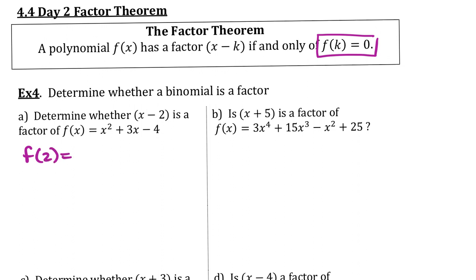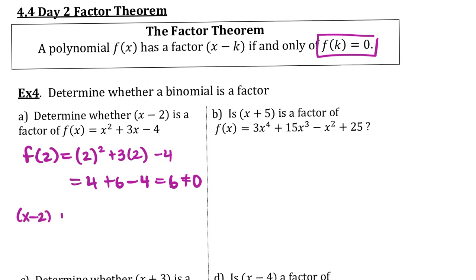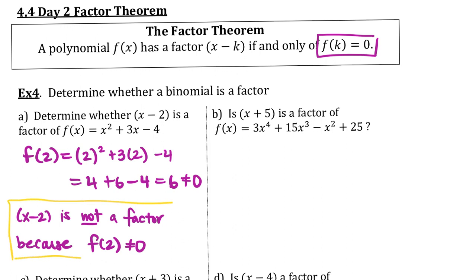So if I do f of 2, I'm trying to see if it equals 0. So that's 4 plus 6 minus 4, which is 6, which does not equal 0. Okay, so what's the question asking? Is x minus 2 a factor? Okay, x minus 2 is not a factor because f of 2 does not equal 0. I don't need to say what it equals. I already showed above that it's not equal to 0.